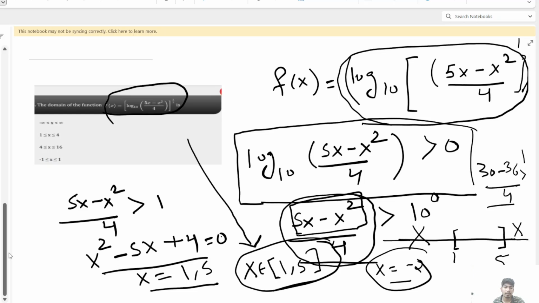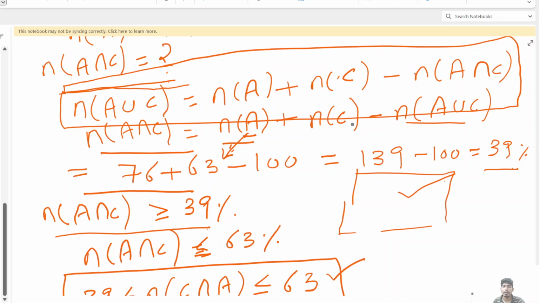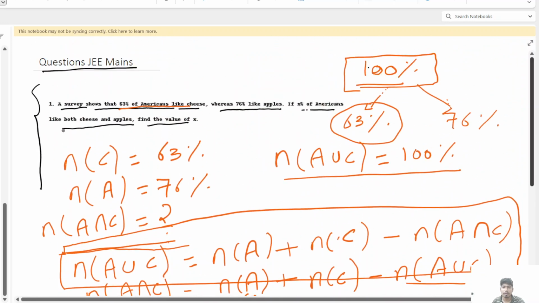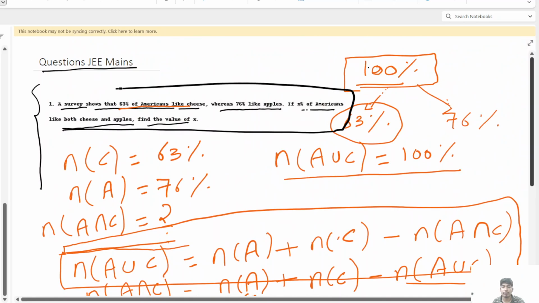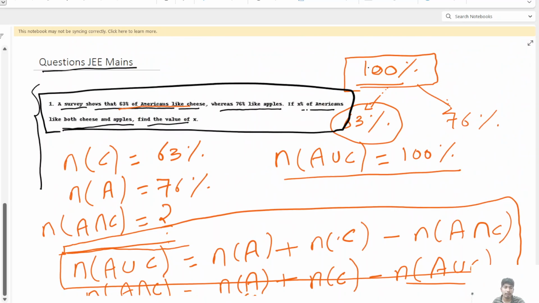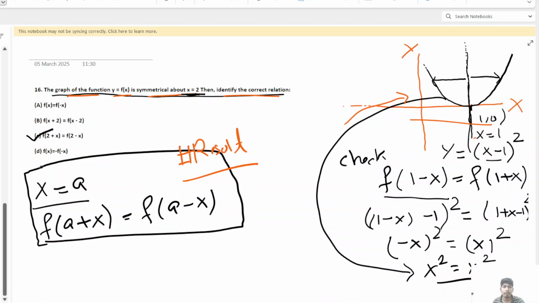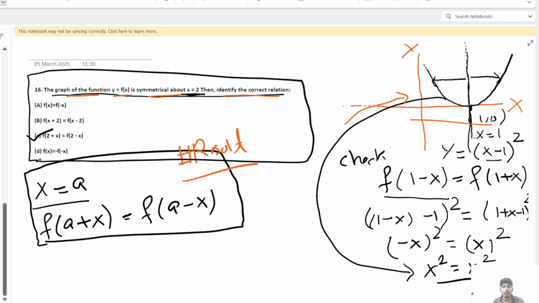Okay, so this is a Venn diagram question, we solve it. This is a most important question, it came in IIT JEE 2019. Most important question. Thank you students.